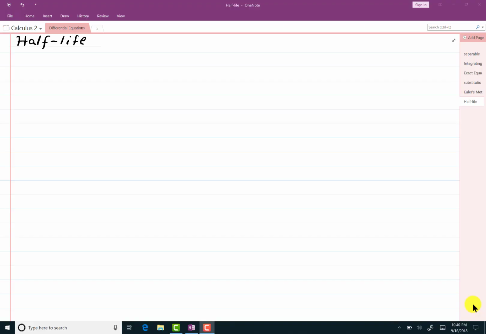We're going to look at a few real-life type problems that fit perfectly into what we're doing in differential equations, and one of those is half-life. In case you don't know, let's just talk about what it is for a moment.